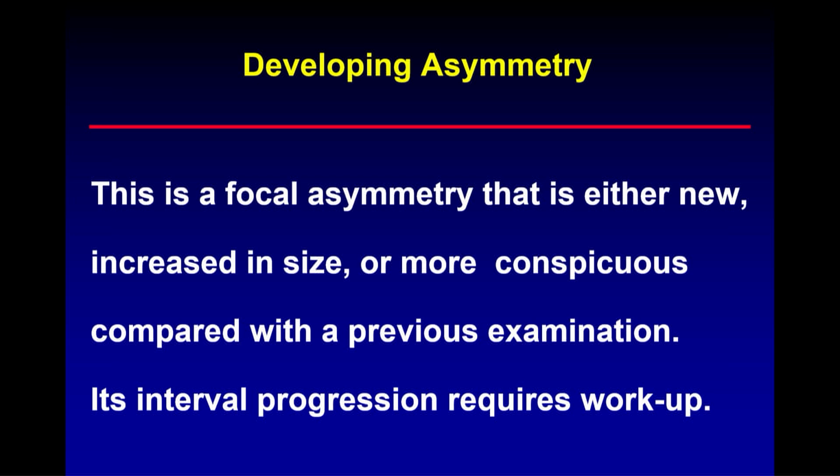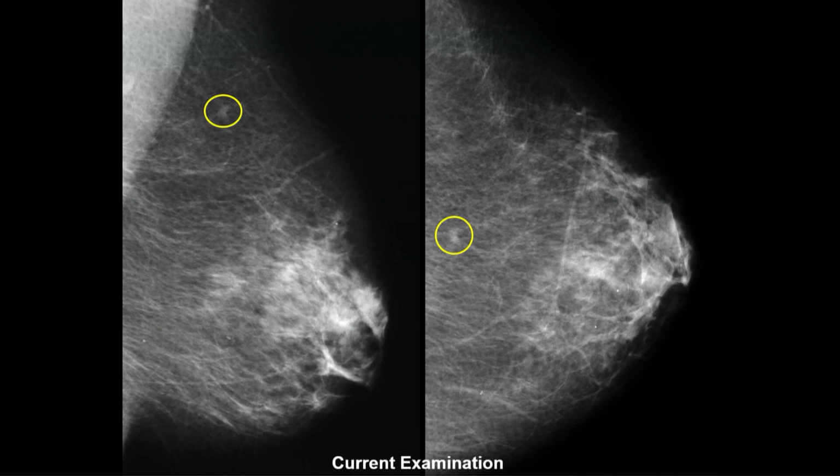Understand, and this is a common misconception among practicing radiologists, new, which means you didn't see it before, is even worse than larger. Because new means it grew enough so that now you see it, where before you didn't even see it. So new is the worst, larger is the next worst, more conspicuous is the least worst, but they are all indications that the finding may be growing. And I'm going to show you examples of each of the three.